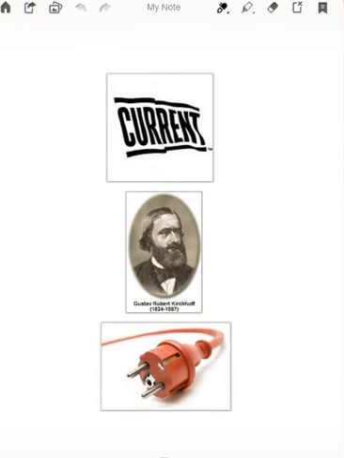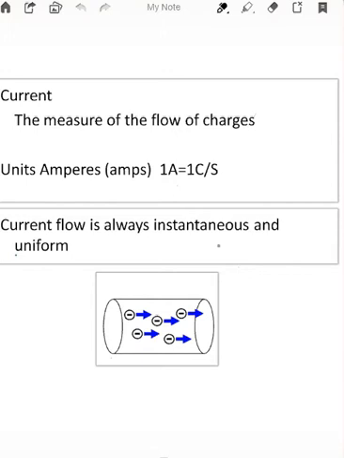Okay, in this video we're going to be talking about current, and we're going to be looking at some circuits to see how we apply the current law. Current is the measure of the flow of charges. It's how many charges are flowing by every second, right? So we normally measure charges in coulombs, so it's coulombs per second.